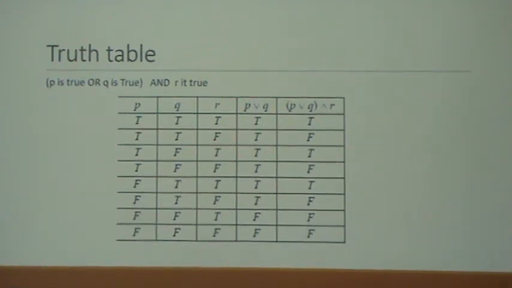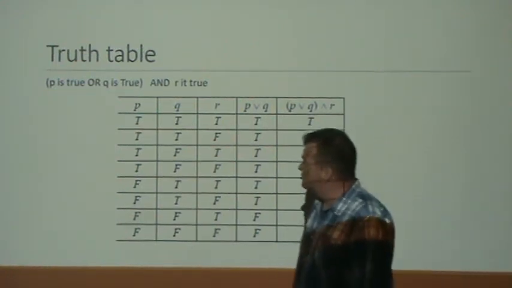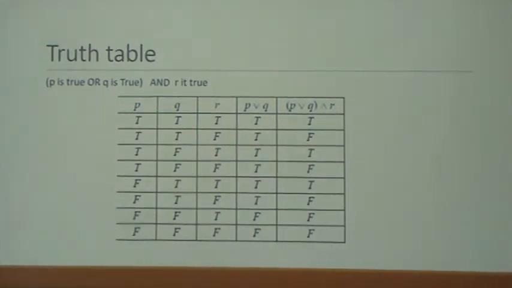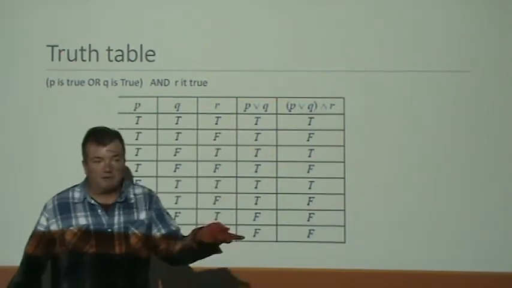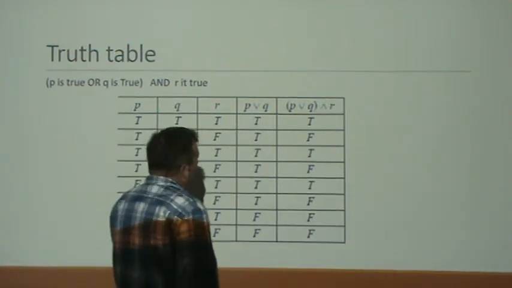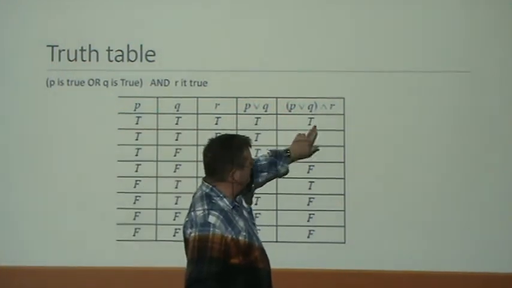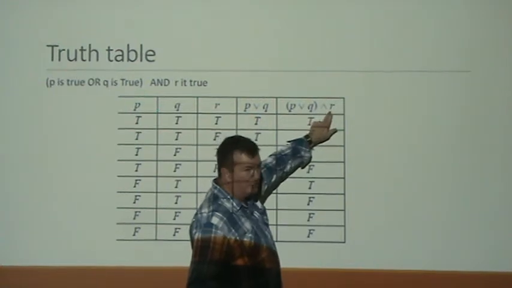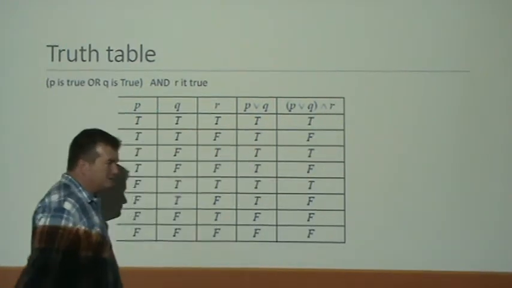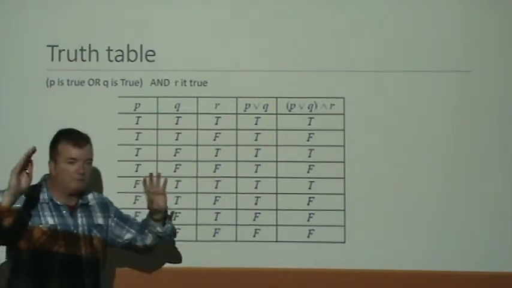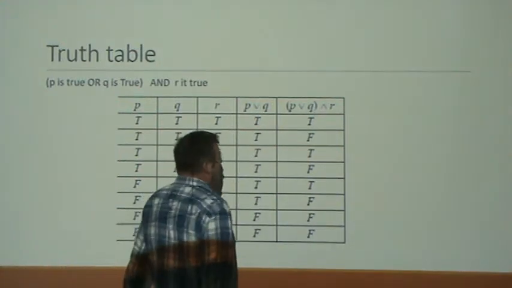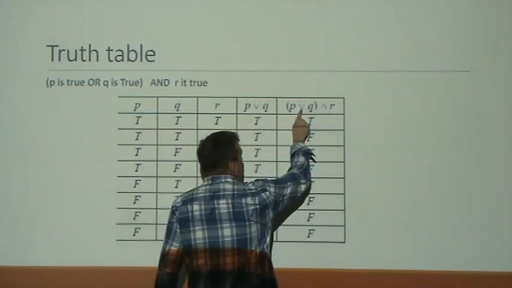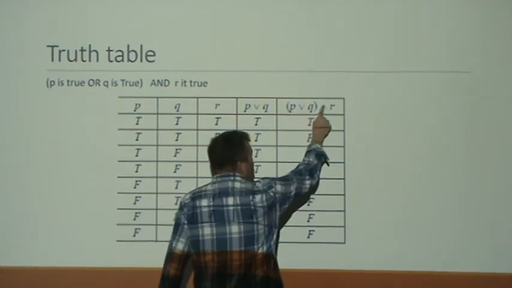Okay. So suppose we had a Boolean expression like this. P is something that is either true or false. Q is something that is either true or false. And R is something that is either true or false. Three separate Boolean expressions on their own. Now we want to know if P is true or Q is true and R is true.